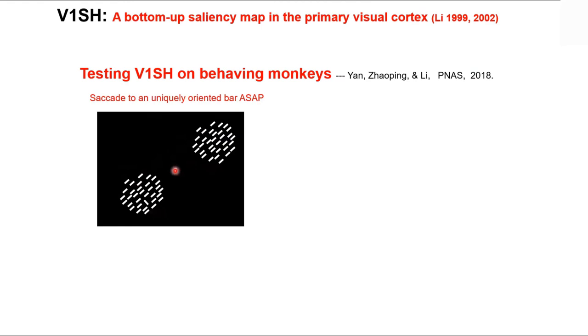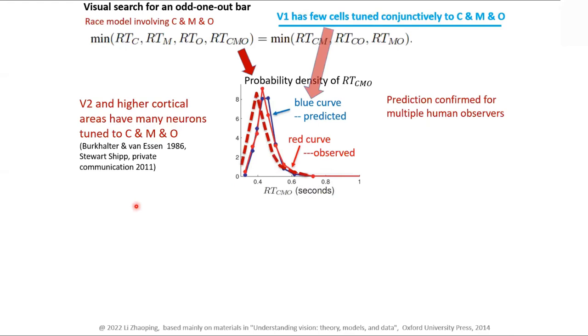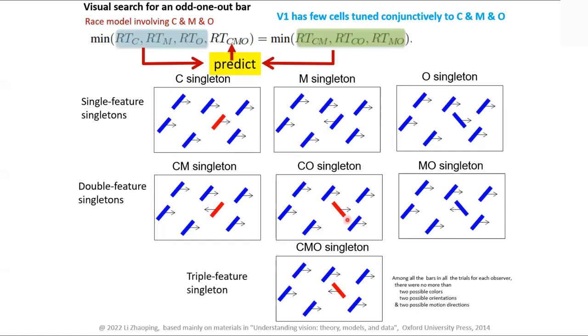Yeah. Okay. This one? Yeah. Is this the slide? Yes, this slide. Yeah. So with the one with all three, it's like all the color, orientation. Yes. And you should get the minimum.